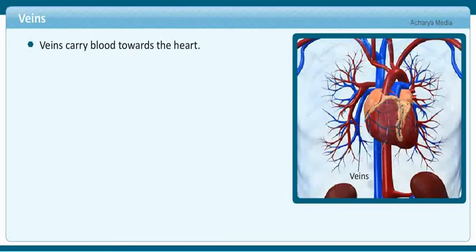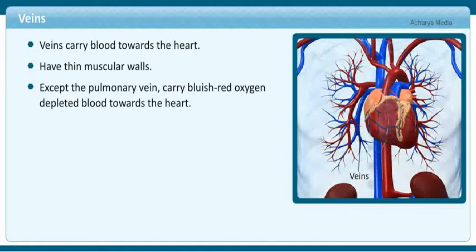Veins carry blood towards the heart. They have thin muscular walls. Except the pulmonary vein, all other veins carry bluish-red oxygen-depleted or deoxygenated blood towards the heart.